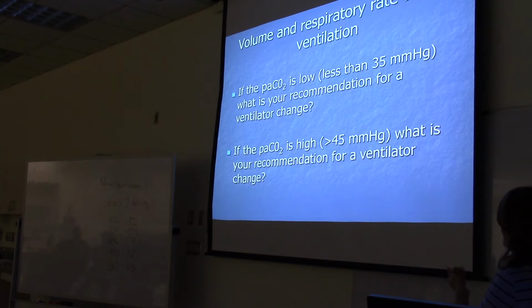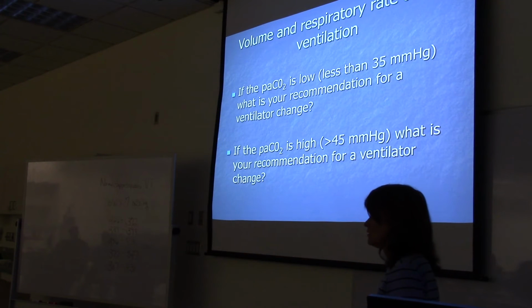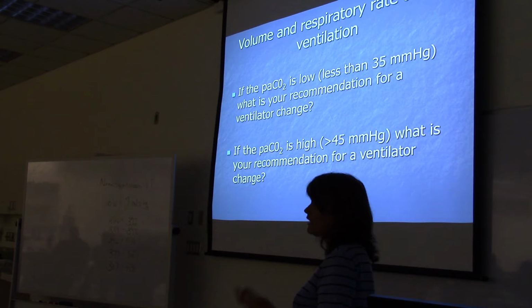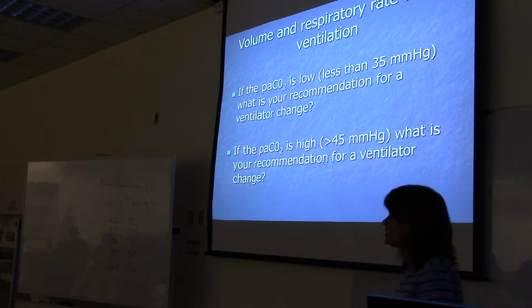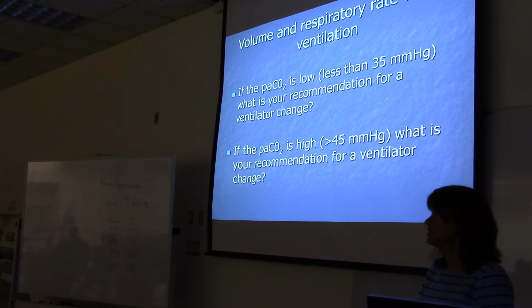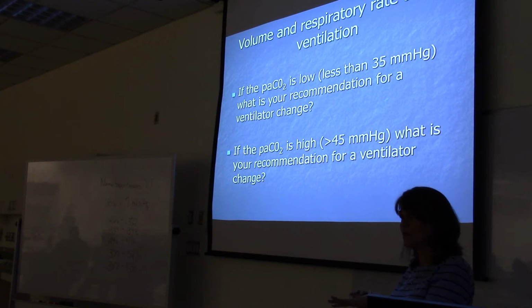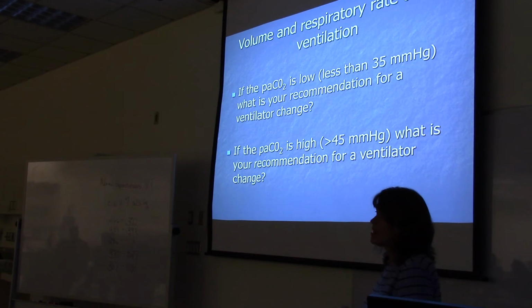So did we already answer the second bullet? Correct. If the CO2 is high, it's greater than 45 millimeters mercury, what is your recommendation for a ventilator change? Increase the rate. So you wrote down decreased rate for the first one, increased rate for the second one. But what else affects ventilation other than just the rate? Yes, the tidal volume also affects ventilation. So you could say tidal volume and respiratory rate affect ventilation.